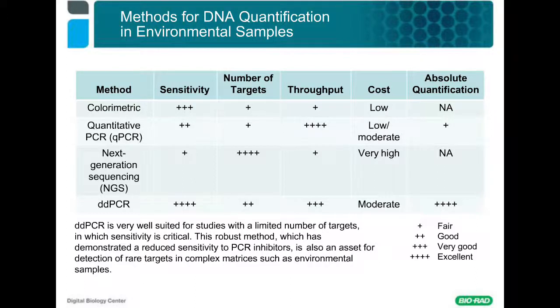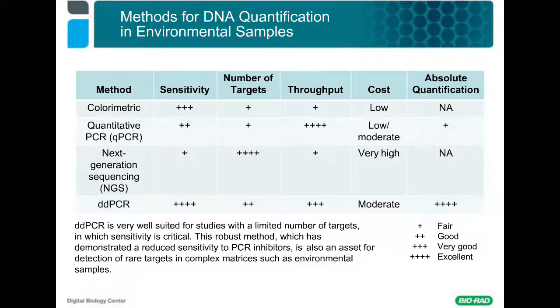Finally, next-gen sequencing is also making great strides in this field of environmental studies. Although it does not have a great sensitivity in terms of limit of detection, it does provide a wide range of target detection. Of course, multiplexing is the main asset of next-gen sequencing. Its throughput is relatively low, and its cost is, as most of you may know, very high.